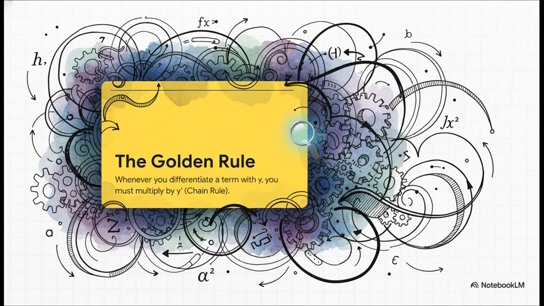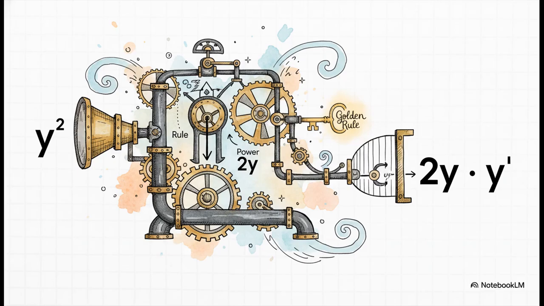It's really just the chain rule in disguise, reminding us that y isn't just a letter, it's a function of x. And here's a perfect example of what I mean. Let's say you need to find the derivative of y squared. Okay, power rule. That gives you 2y. But wait, since it's a y term, our golden rule kicks in and we have to multiply by y prime. Bam! The derivative of y squared with respect to x is 2y times y prime.